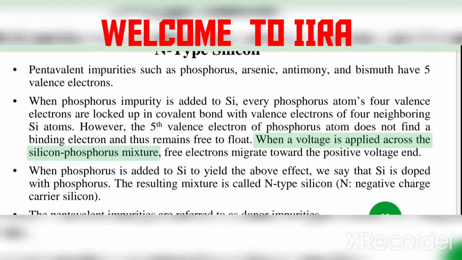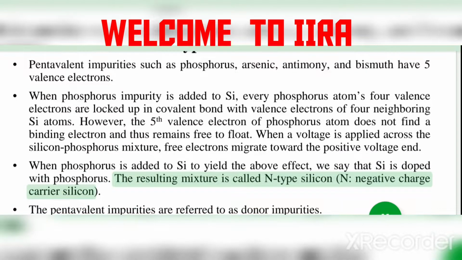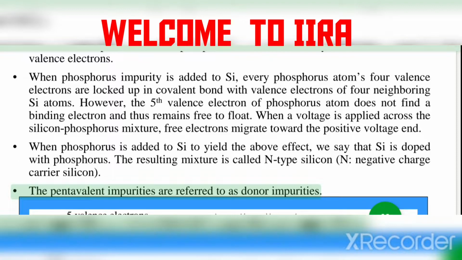When a voltage is applied across the silicon-phosphorus mixture, free electrons migrate toward the positive voltage end. When phosphorus is added to silicon to yield the above effect, we say that silicon is doped with phosphorus. The resulting mixture is called N-type silicon, negative charge carrier silicon. The pentavalent impurities are referred to as donor impurities.